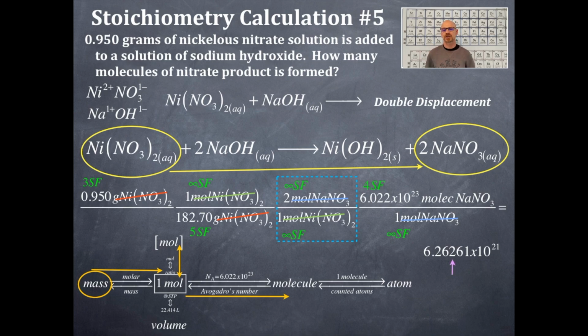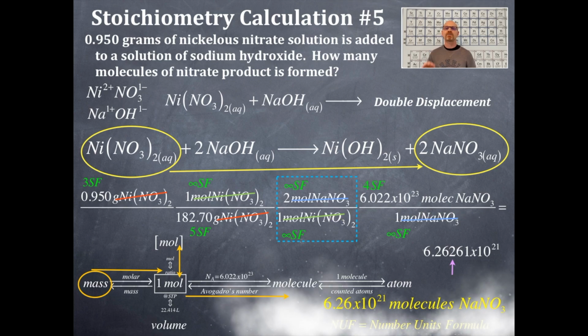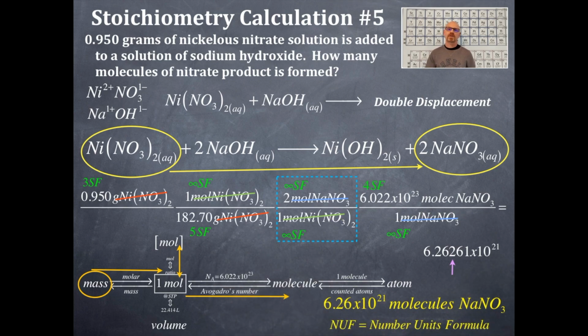I'm looking at that 2. That 2 is less than 5, so I'm going to truncate the number, and then there's my number. Correctly rounded, 6.26 times 10 to the 21 molecules of NaNO3, that's sodium nitrate. Every single step, and with the final answer, I have a number, units, and a formula. Okay, make sure that you got all that.